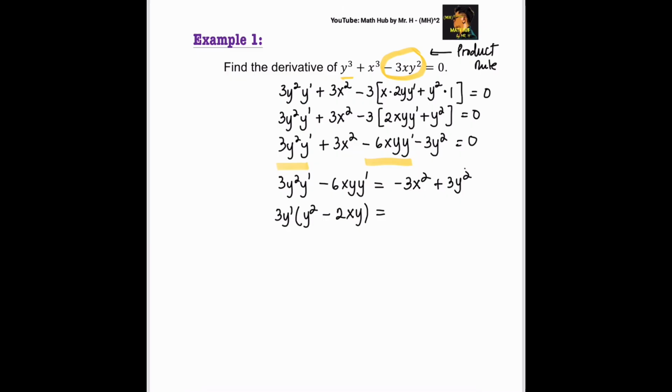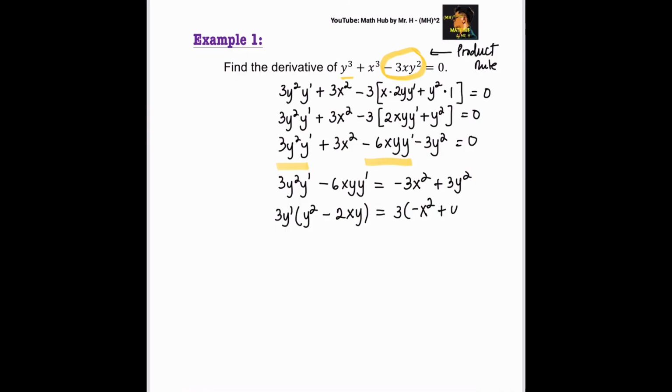Also, for the right-hand side of the equation, we can see that there's a common factor, which is 3. We can take out 3 from here, and basically we'll have negative x squared here.